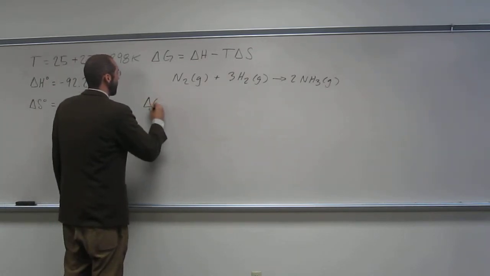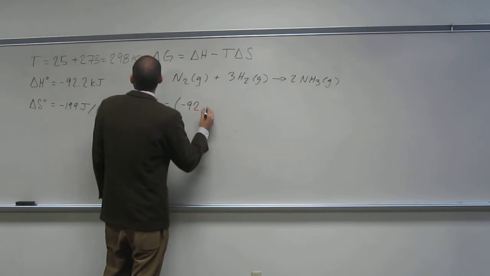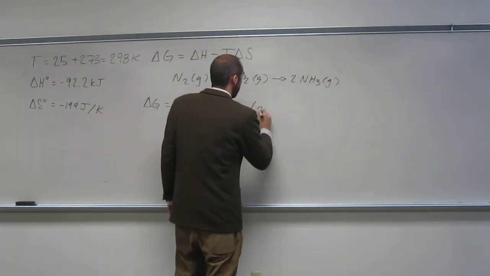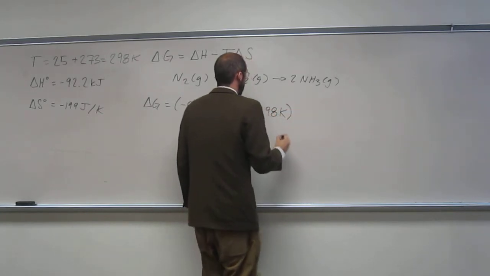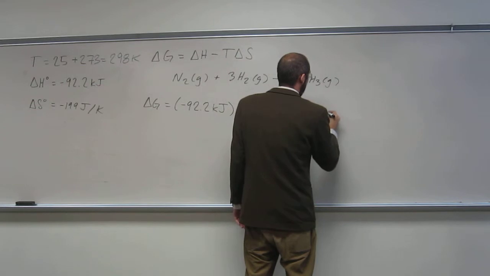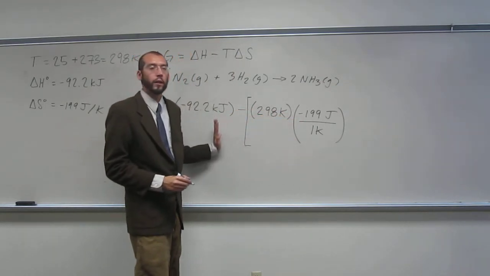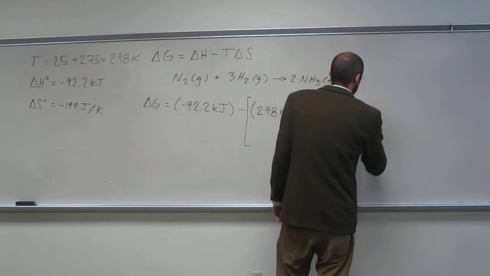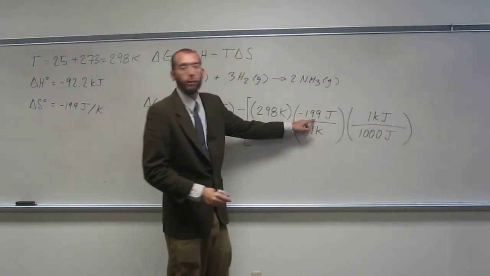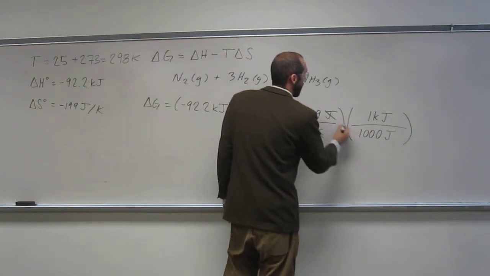So we're looking for delta G. Delta H is already in kilojoules, negative 92.2 kilojoules, minus T is now in Kelvin, 298 Kelvin. Together, we got to convert either this one to joules or this one to kilojoules. Let's just do this one to kilojoules. So hopefully you can already see much smaller, the entropy is usually much smaller than the enthalpy. Okay. So cancel, cancel, cancel, cancel.